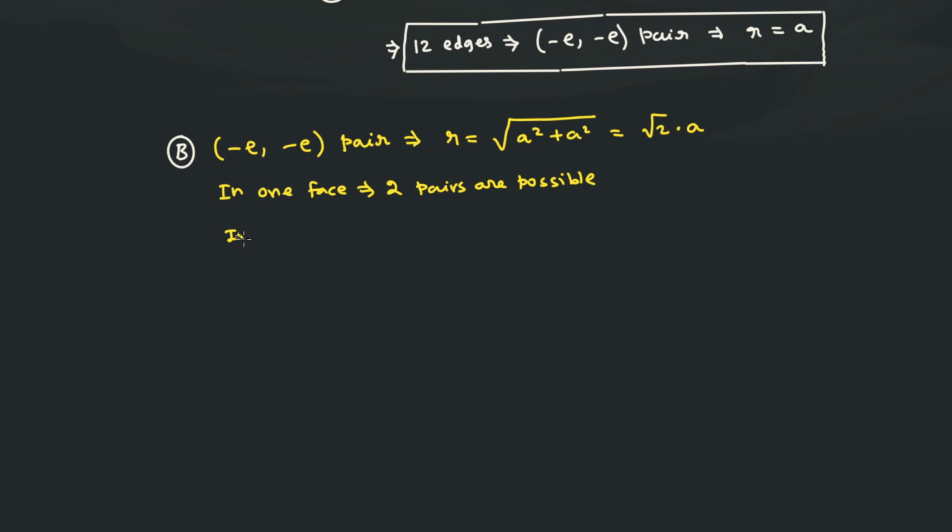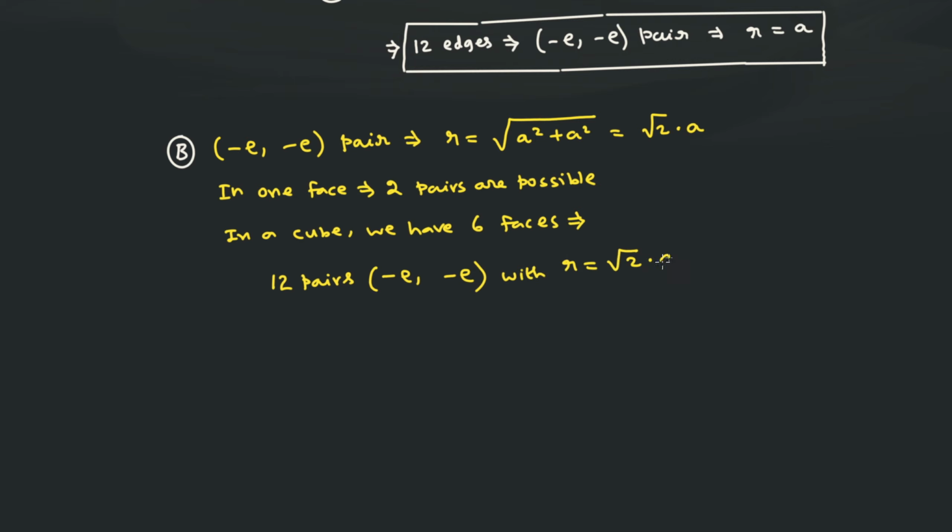Now in a cube we have 6 faces. So that gives you the information that the total number of pairs possible is 6 faces, and each one of the faces will give you 2 pairs. Therefore 6 into 2 will give you 12 pairs. So 12 pairs of the type -e, +e are possible with the distance between them given by square root of 2 into a. That's all. So this is point number B.